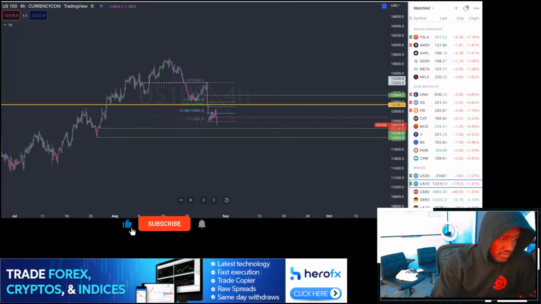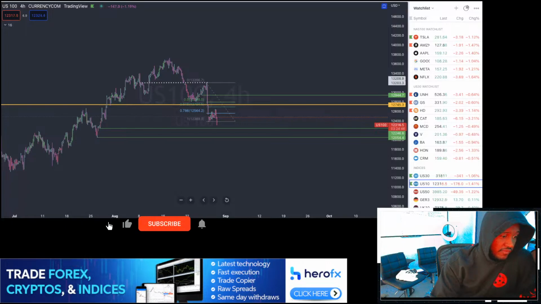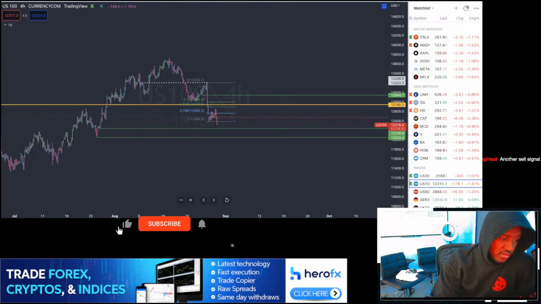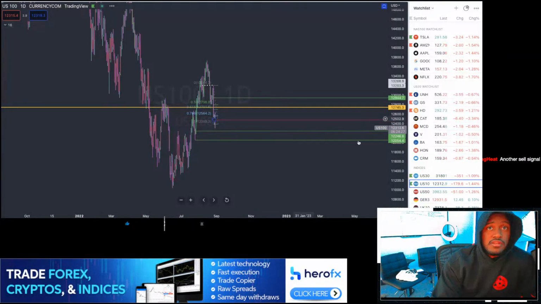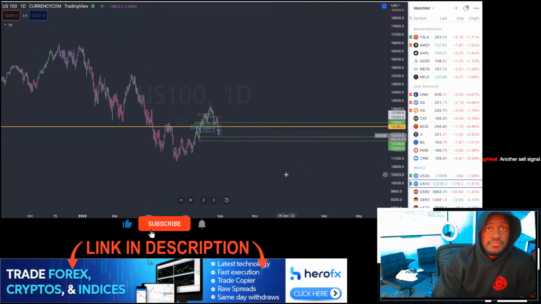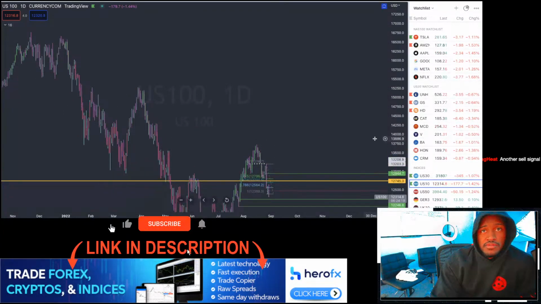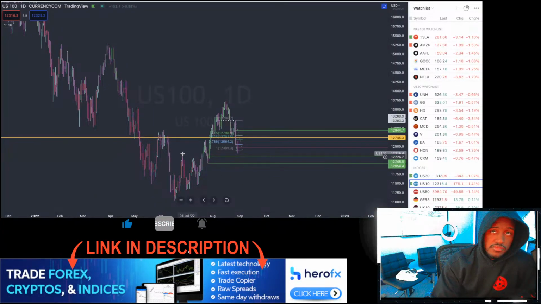TP1 hit. So TP3 hit on USD JPY. TP3 hit on AUD USD. TP1 hit on GBP USD, and you got a sell signal on Euro USD. And then obviously TP3 hit on NASDAQ. I'm looking at the daily. Ah, no, I see what's going on now. All right, now I see it.